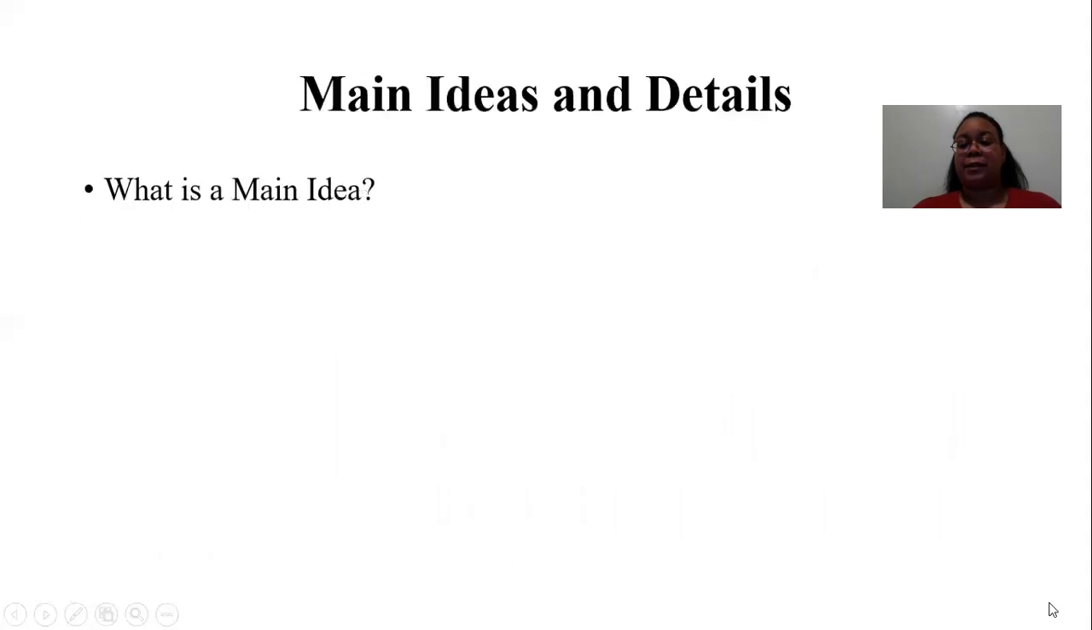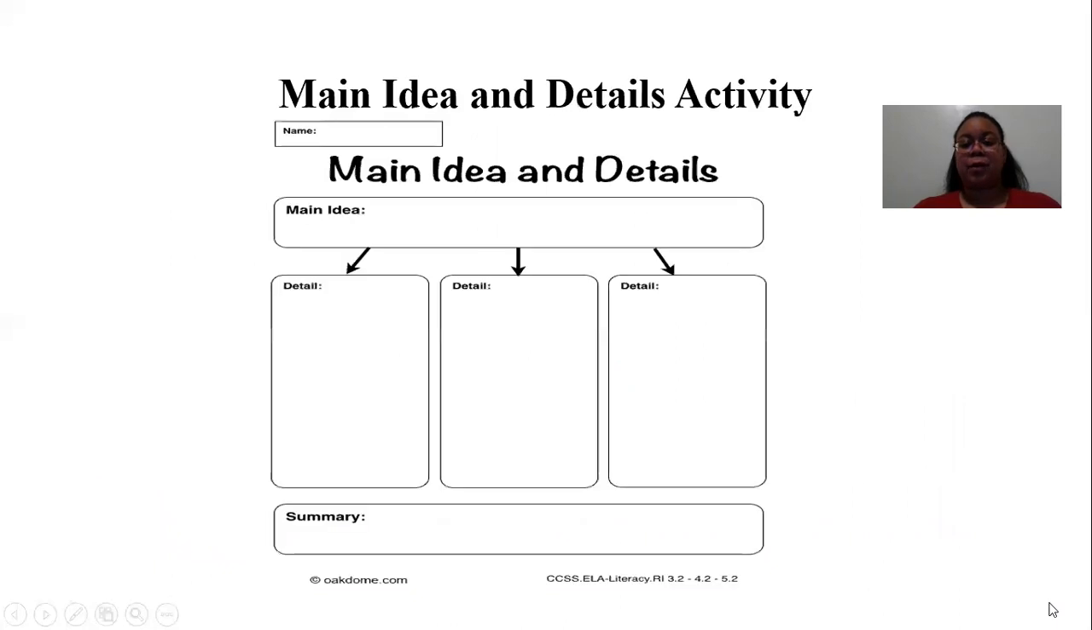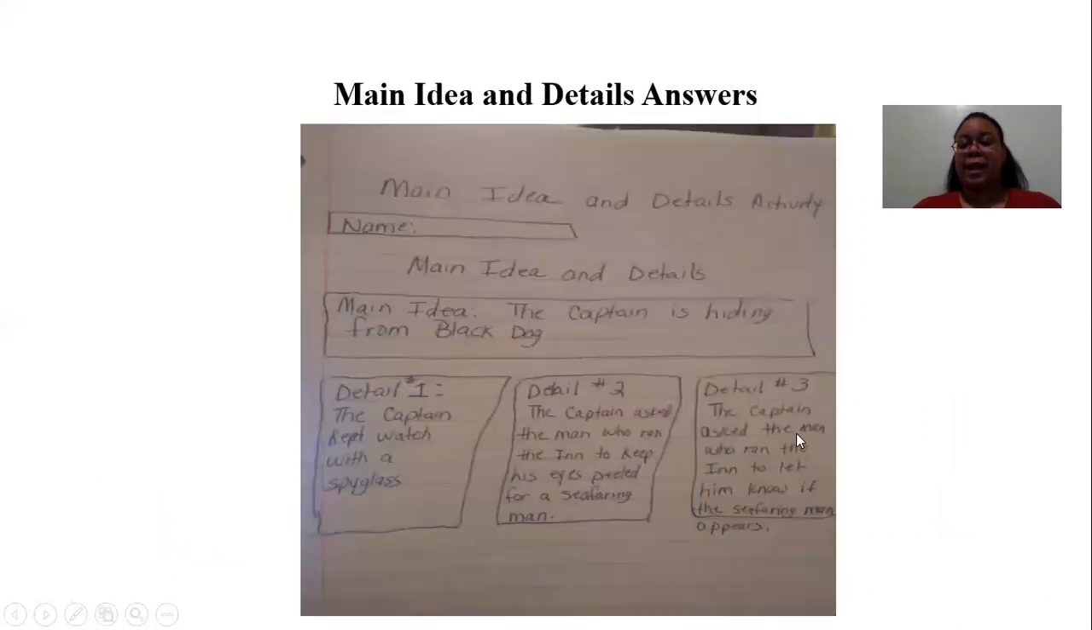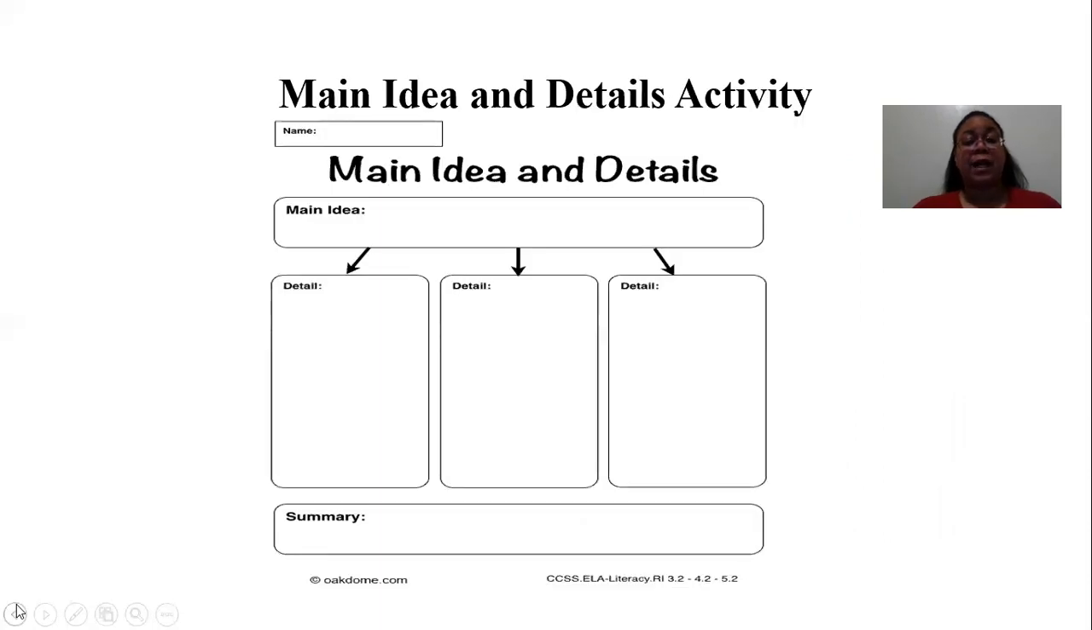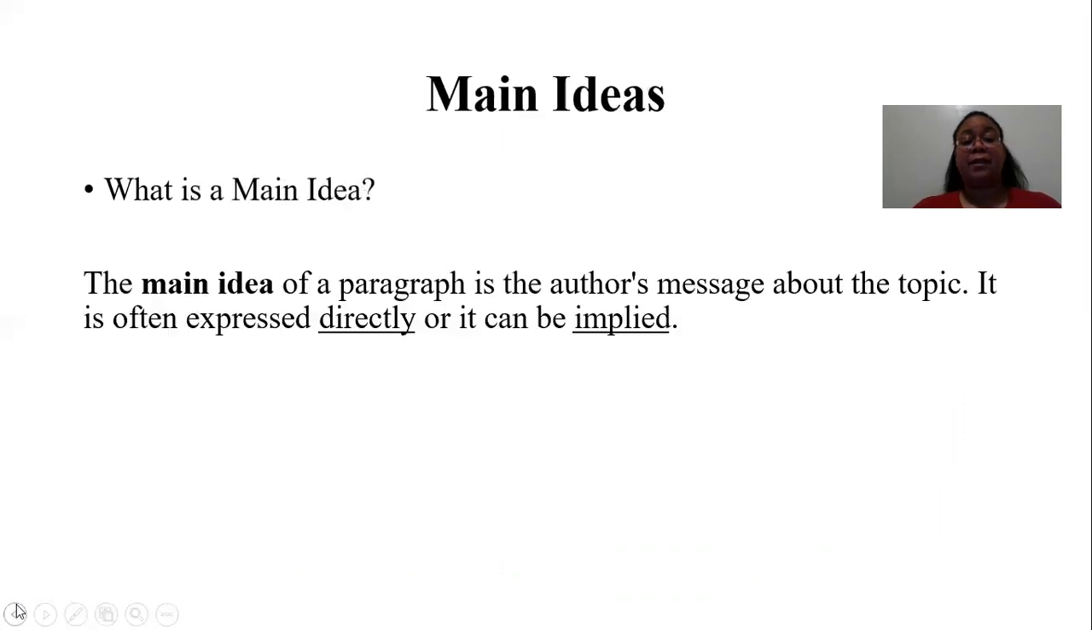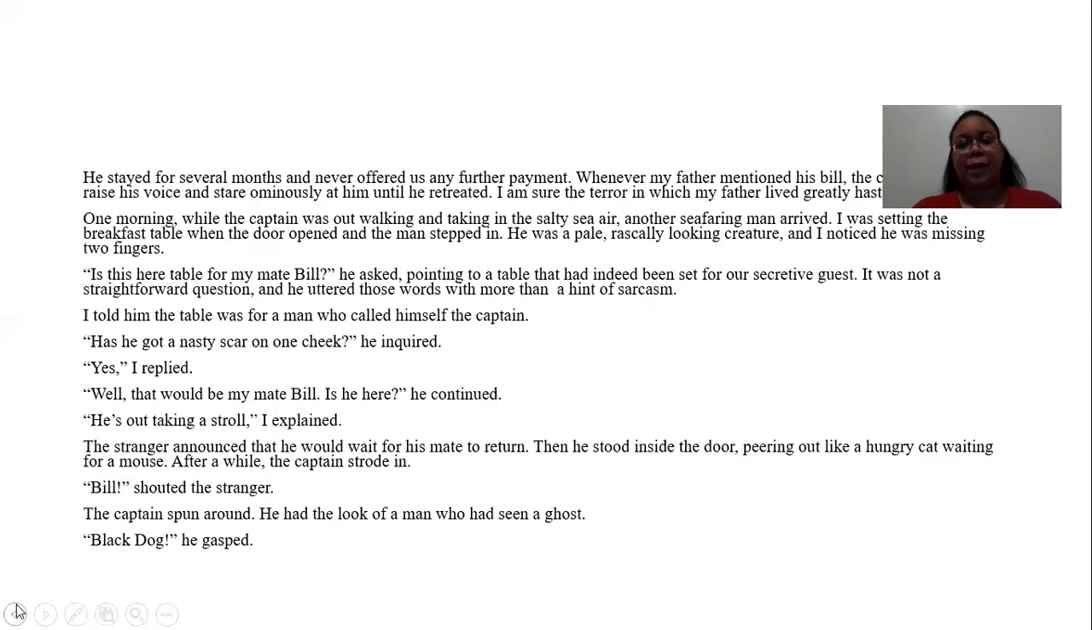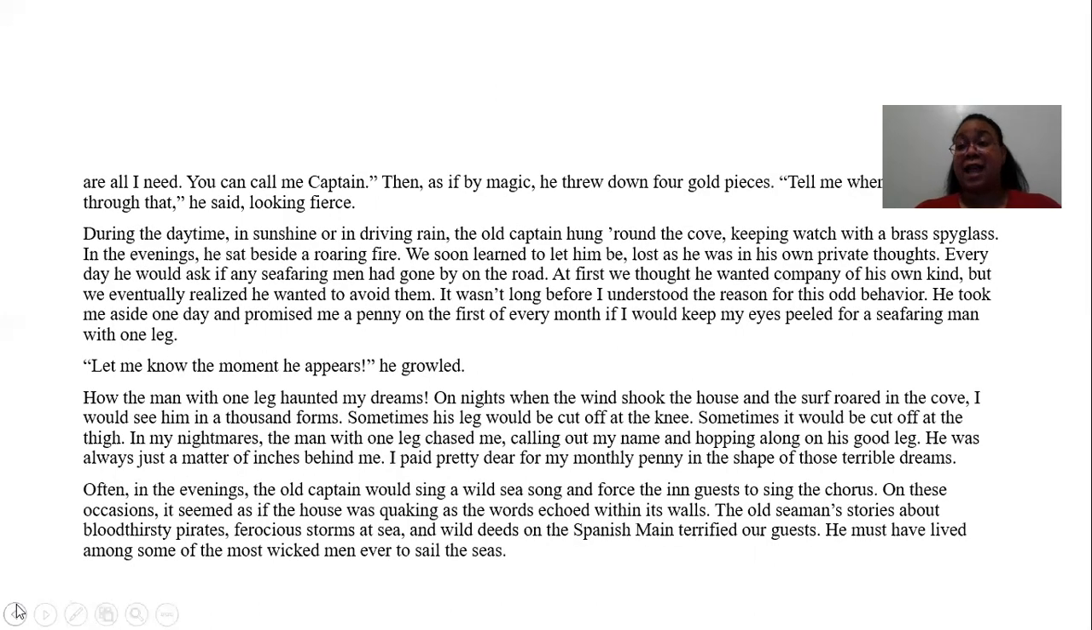All right, and let's find our third detail. Let's go back and see what we wrote. Third detail: the captain asked the man who ran the inn to let him know if the seafaring man appears. All right, so let's find our text evidence, because we know when we're writing details, we have to find those answers within the text, okay? We can't just make it up out of our own heads. It has to say exactly what the story said. All right, so here we go. Third paragraph, right here where my mouse is, it says, "Let me know the moment he appears."